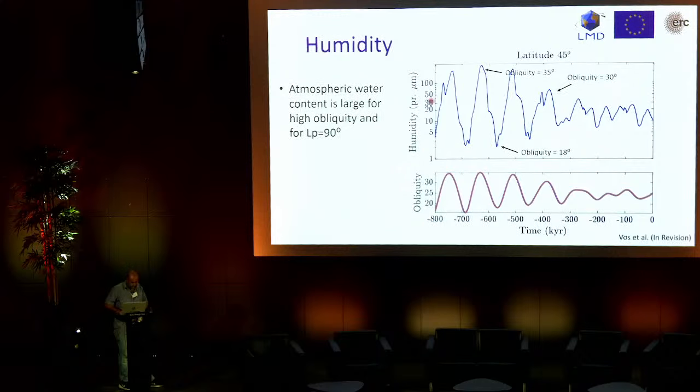I just want to point out, again, this is in a logarithmic scale. Obliquity 35 can lead to about 300 precipitable microns in latitude 45, while obliquity 18 can lead to about 2 or 3. So the difference is huge in humidity. Generally, higher obliquity and perihelion alignment of 90 leads to higher humidities.